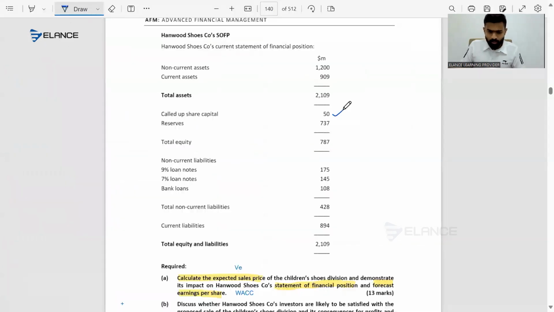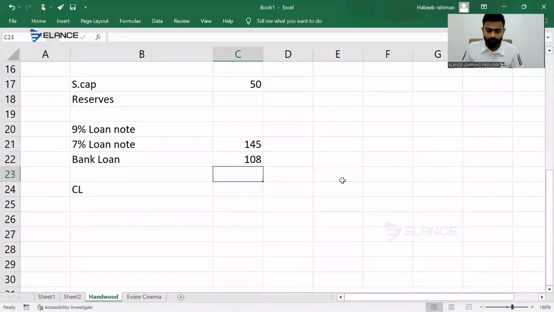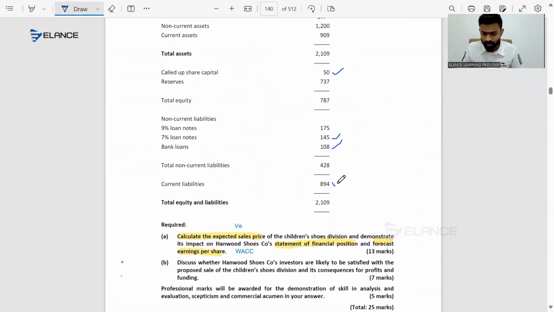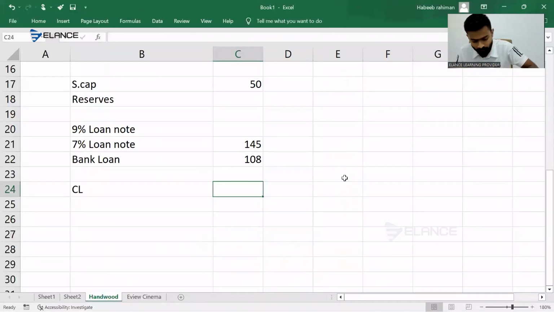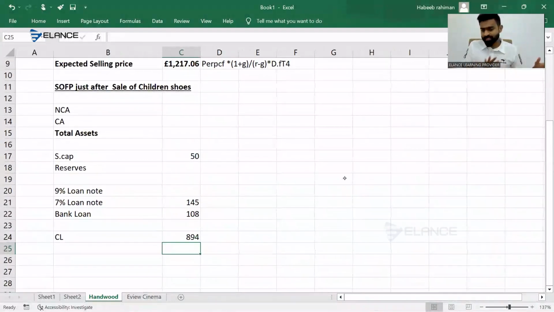And the 7% loan note is 145. Bank loan is 108. These will remain the same. Similarly, current liabilities also remain the same, 894. Okay. So this is the easiest thing we have to solve first.